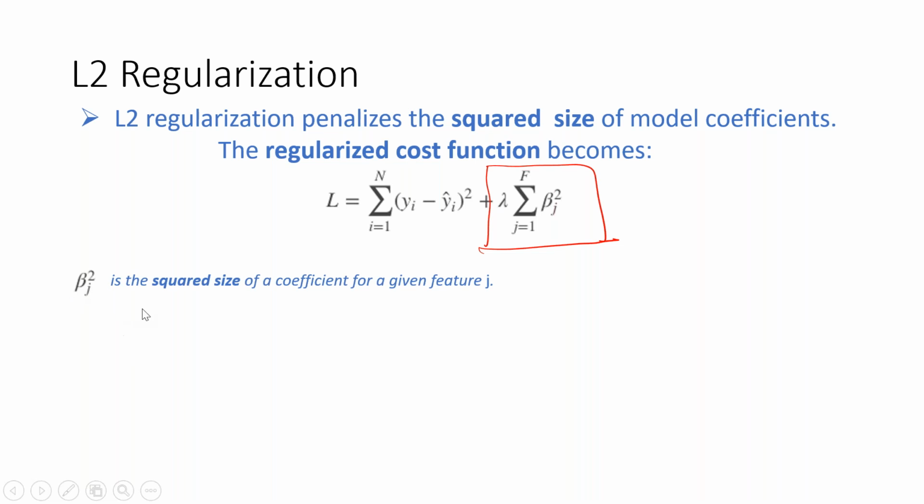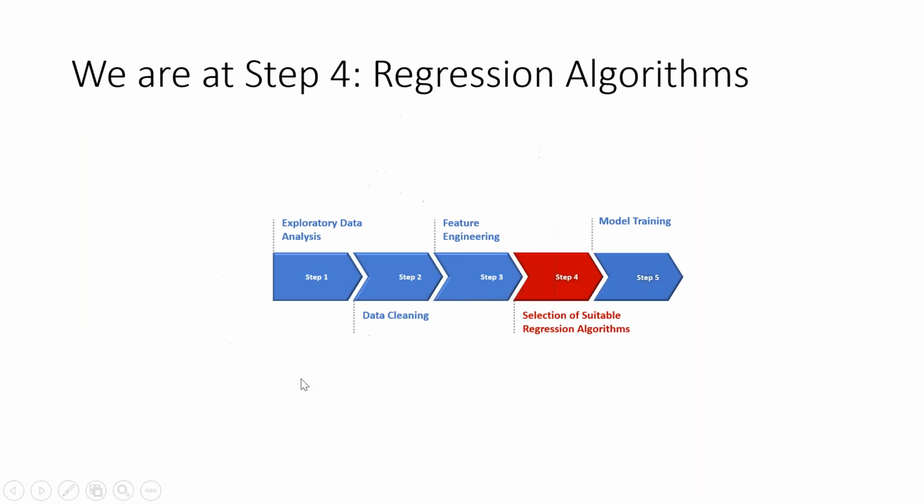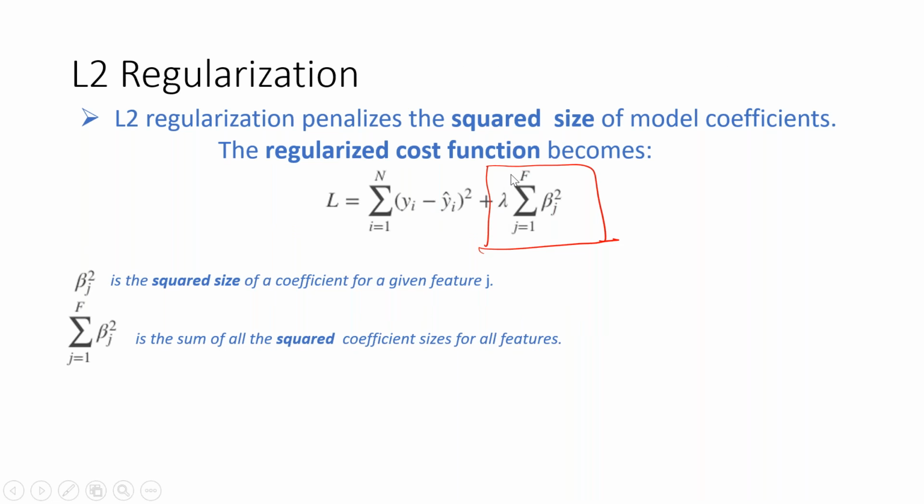Okay, so beta j square is the squared size of the coefficient slope of a given feature. Sigma j equal to 1 to f of beta j square is the sum of all squared coefficient sizes of all features. Basically, if I have 100 betas, it is beta 1 square plus beta 2 square plus beta 3 square up to beta 100 square, and the sum of that. Lambda is your tunable factor, same thing. So far clear? If you have any questions, please let me know.